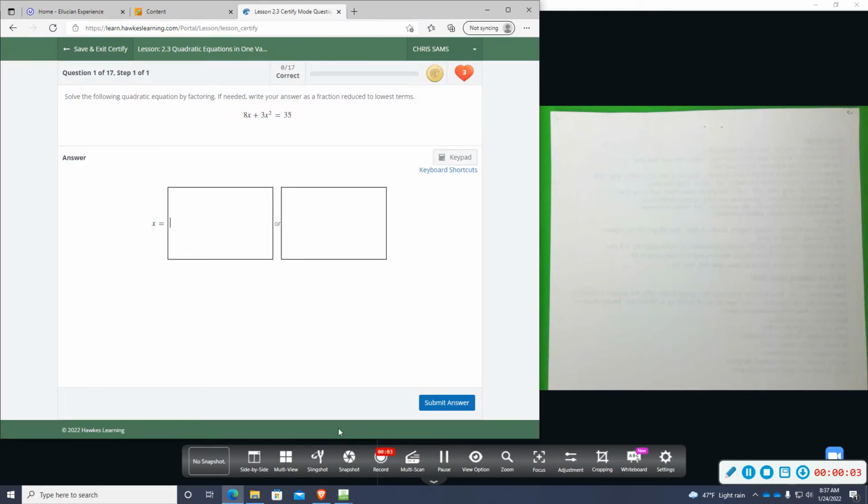Okay, today we're going to be looking at section 2.3, quadratic functions in one variable. Number one, we want to solve the quadratic equation by factoring. I do plan on putting a list of steps that will help you factor in your Blackboard course. As of right now, it's not there, but if you follow the process, you'll be able to go through and work all of the factoring problems.